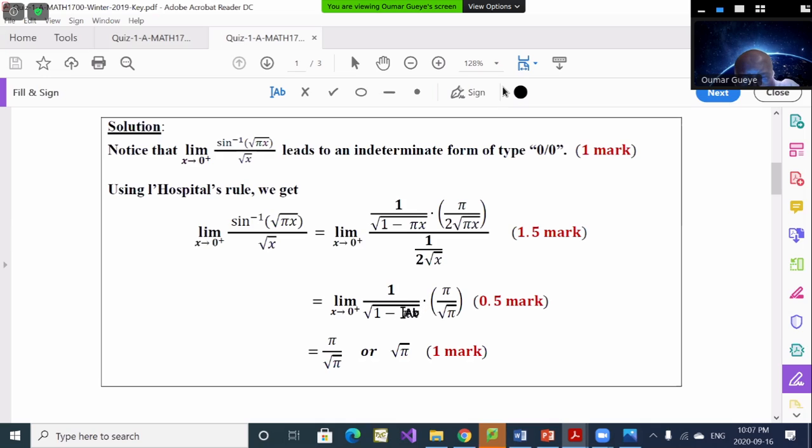So the second term here under the square root becomes 0. And then you will get 1 over root 1. It's going to be 1 times this bracket, which is the constant. That's exactly what we got here. It's pi over root pi.